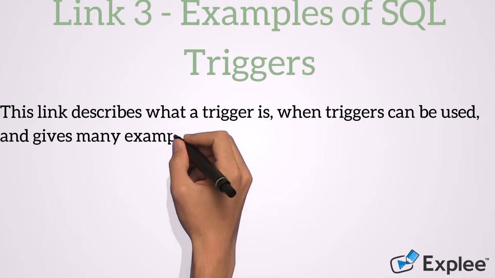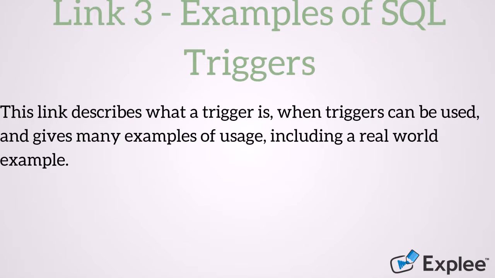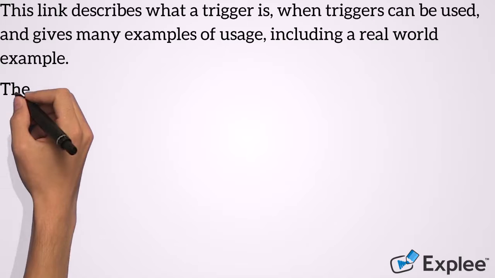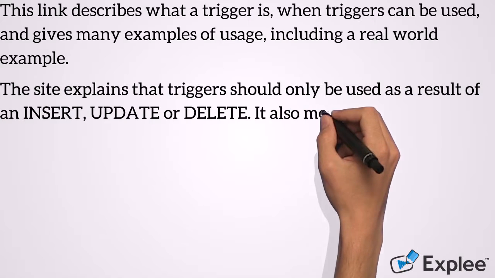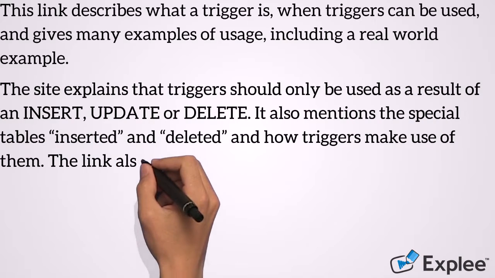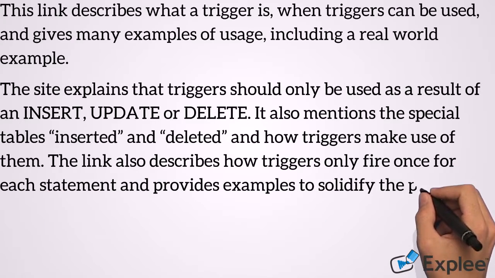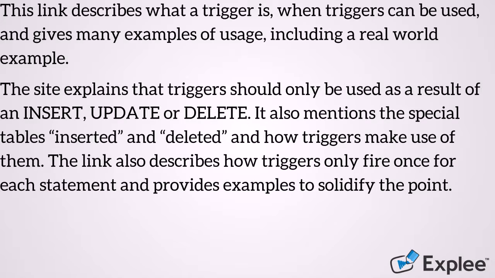This link describes what a trigger is, when triggers can be used, and gives many examples of usage, including a real-world example. The site explains that triggers should only be used as a result of an insert, update or delete. It also mentions the special tables inserted and deleted and how triggers make use of them. The link also describes how triggers only fire once for each statement and provides examples to solidify the point.